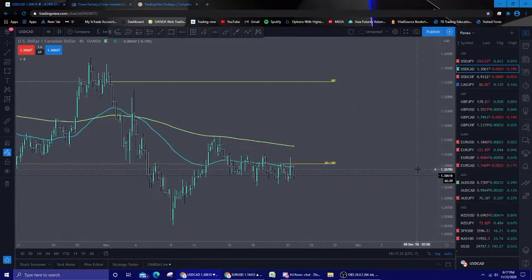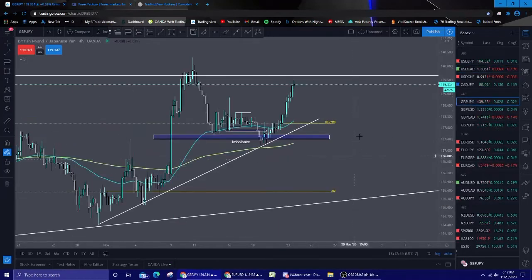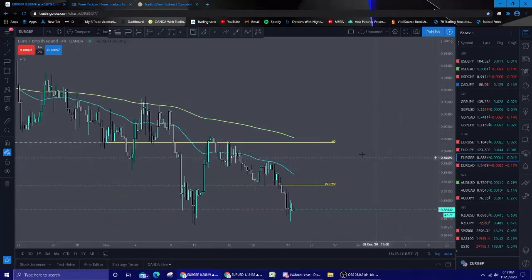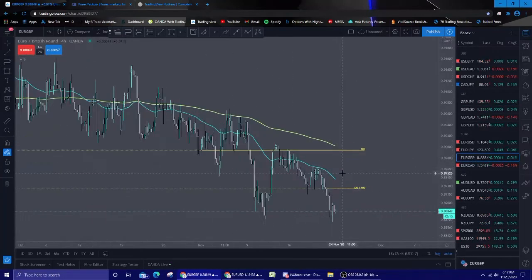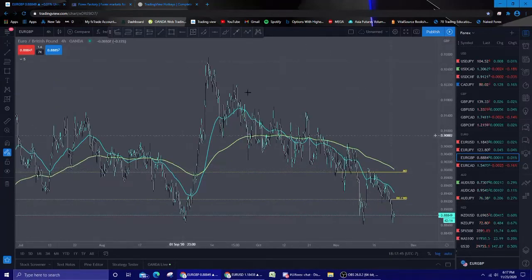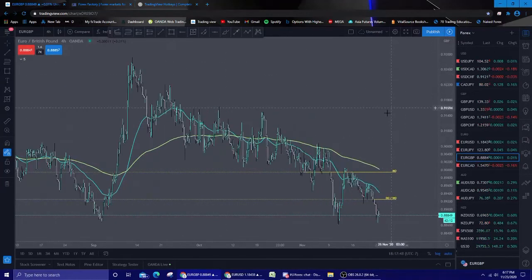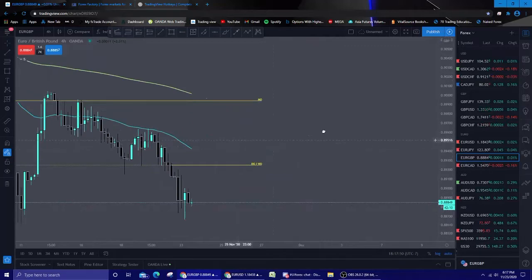So in this case, I would stick with pairs that aren't necessarily associated with the GBP, unless it was something like Euro GBP. This pair I like to trade a lot, but right now it's kind of nothing too crazy, so I don't really like the market right now on Euro GBP.